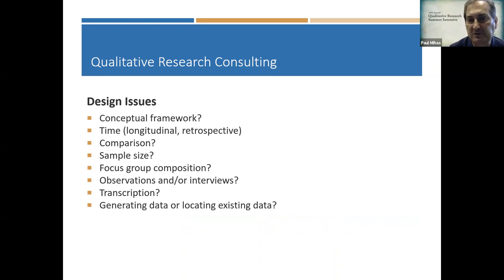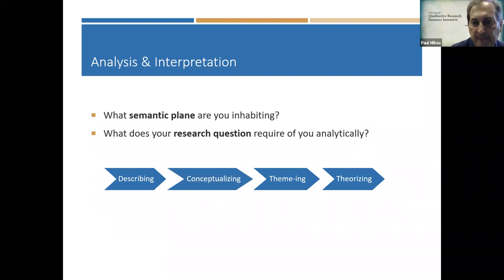And so I don't want to dwell too much longer on design issues, but this is a reminder of all of the things that come into play when we start to get into the weeds. How are we activating time in our work? Are we following people into the next 6 months, or are we simply asking them about their past? If we're doing focus groups, what is the composition of those groups going to be? Are we going to combine different gender identities and so forth? So all of these things that we talk about with design. But let's talk a little bit more about analysis and interpretation, which is really the focus of our book.